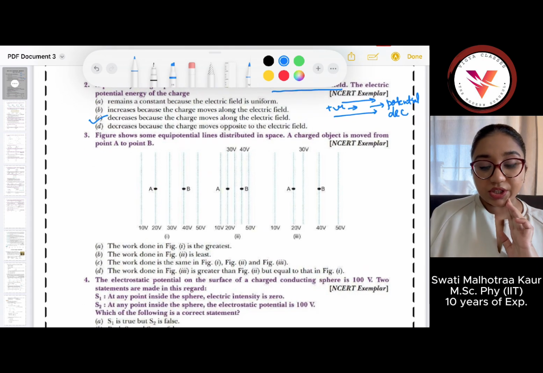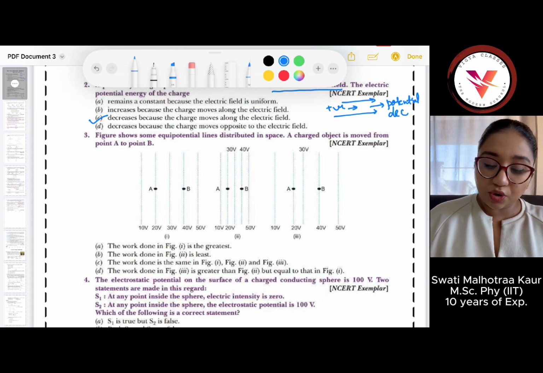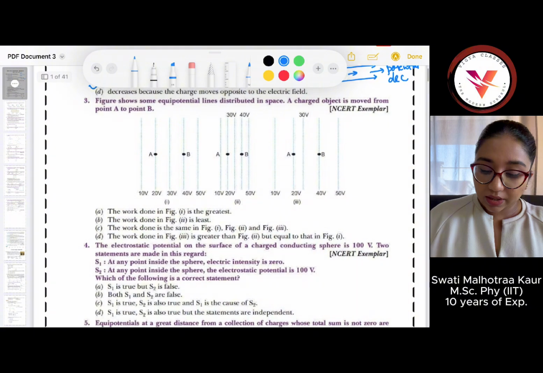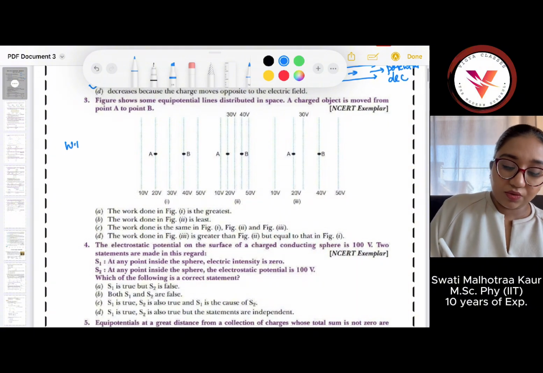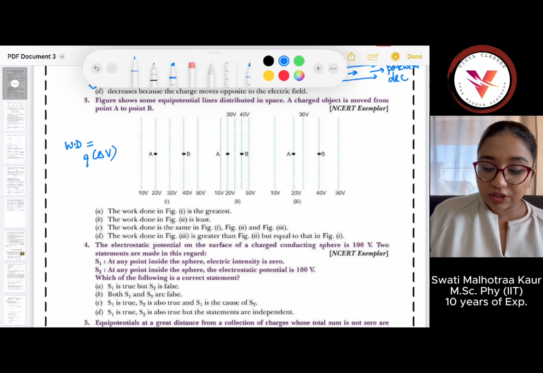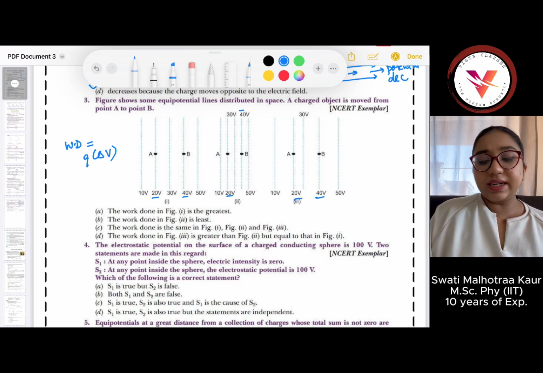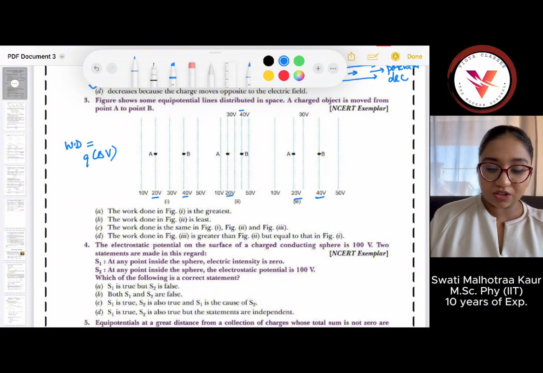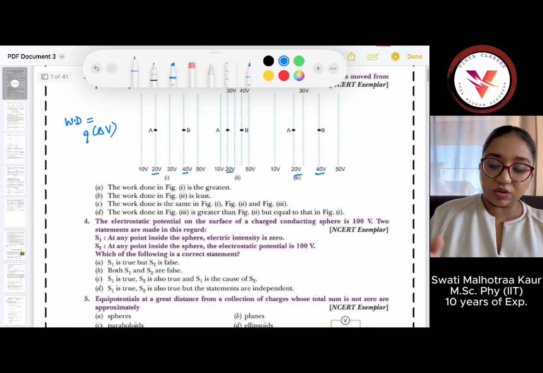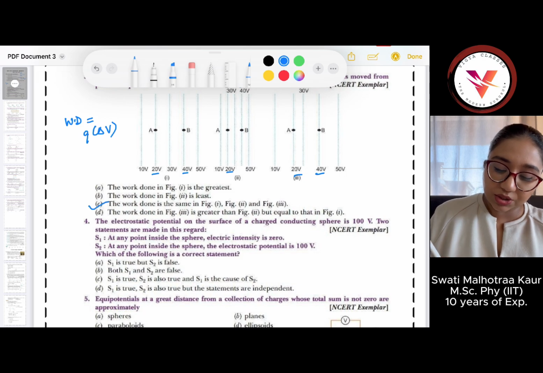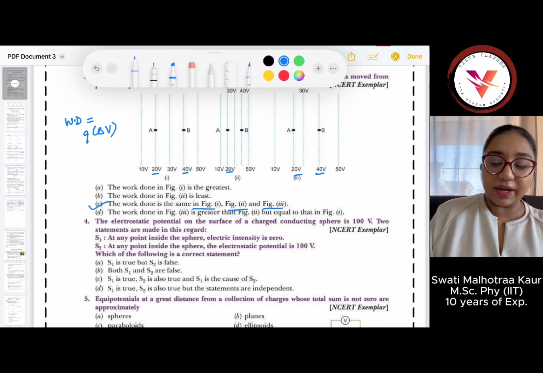Next, question number 3: the figure shows some equipotential lines distributed in space. A charged object is moved from point A to B. Okay, so we have to find the work done. For the work done, it's charge into change in potential. Now, if you see, from A to B it's always from 40 to 20, right? The distance between the plates doesn't matter. The charge is same, the potential difference is same, it's 40 minus 20. So the work done is same in all the three figures. That is option number C. It is same in figure 1, 2, and 3.